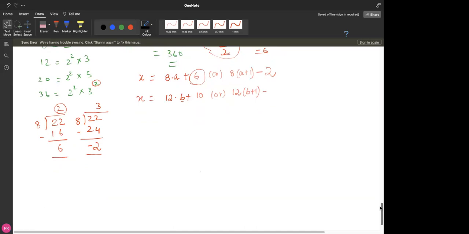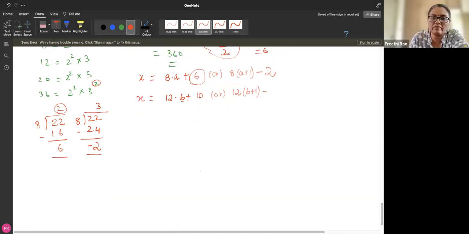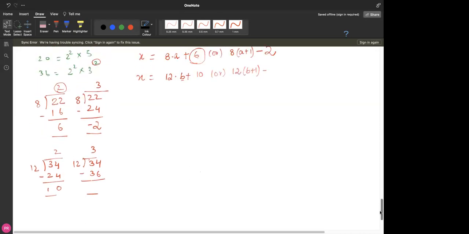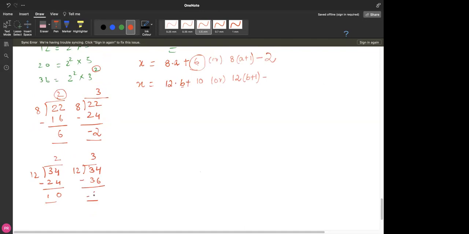Negative. So, let's take a number. If I need 10 as a remainder, let me take 34. Let me divide by 12. 12 twos are 24. I get a remainder of 10. Okay. Now, instead of using 34, 2 times, let me take 12 three times. 36. What am I getting the remainder as? Ma'am, -2. -2.